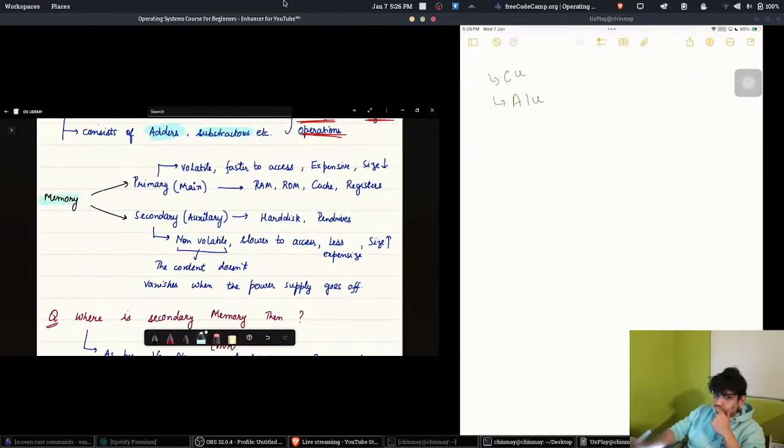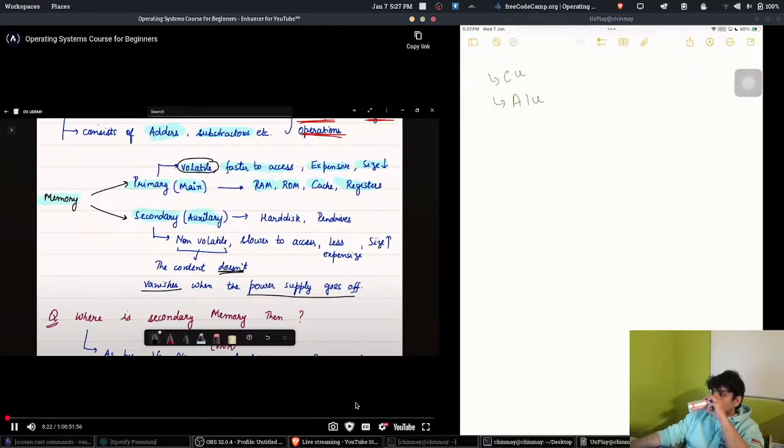So we have studied in our earlier classes that there are 2 types of memory: primary memory and secondary memory. Primary memory is also called main memory, and secondary memory is also called auxiliary memory. Primary memory includes RAM, ROM, cache, registers. It's faster to access, it's expensive, and it has lower size. And one most important thing about primary memory is it's volatile. What does volatile mean? Volatile means that the content vanishes when the power supply goes off. It doesn't happen in the secondary memory. Secondary memory is non-volatile. That is, content does not vanish when the power supply goes off.